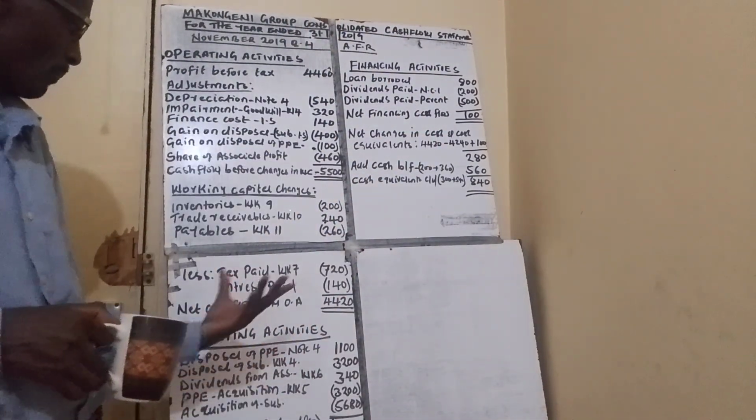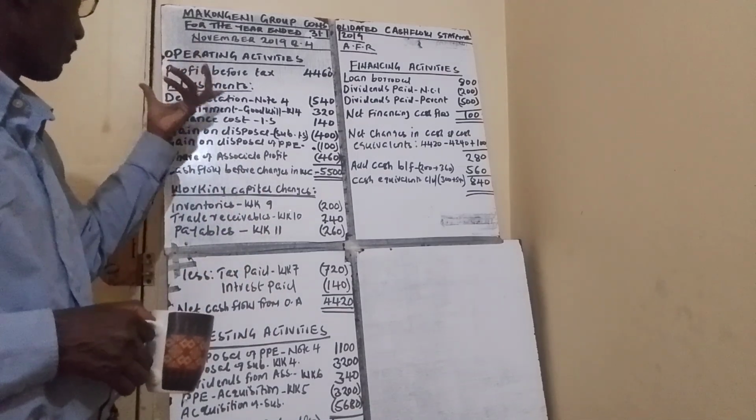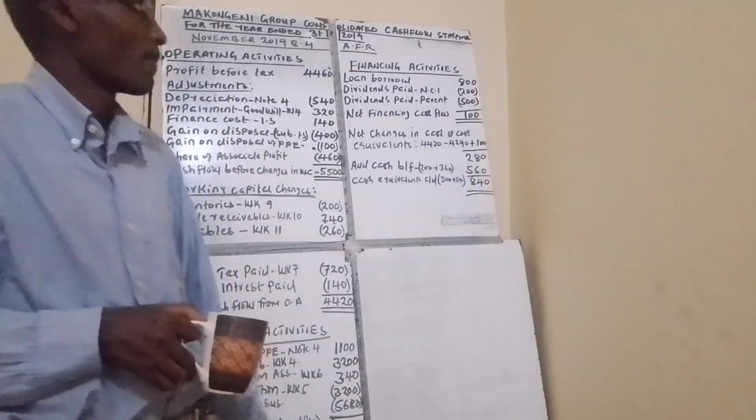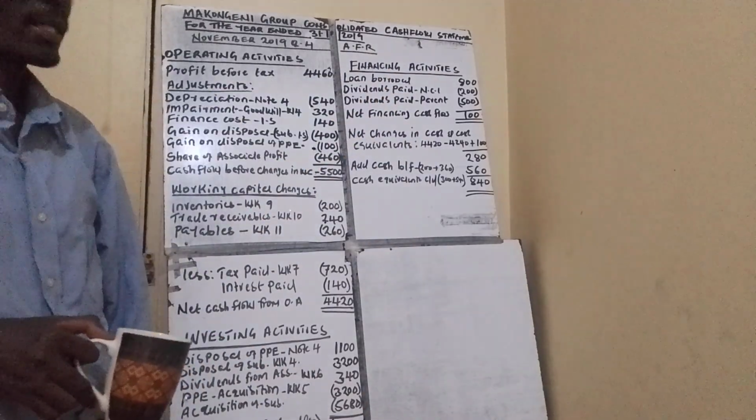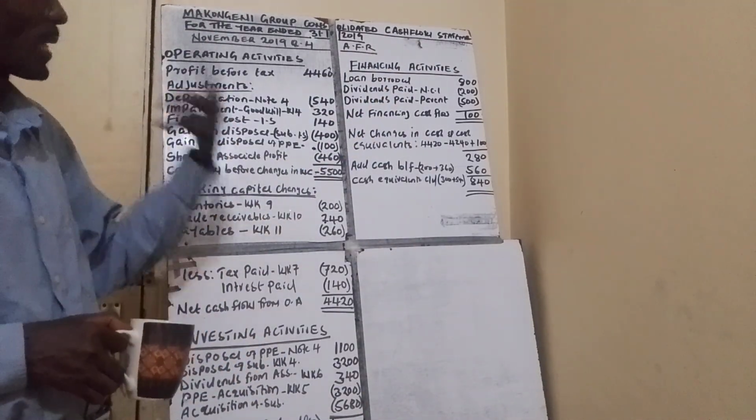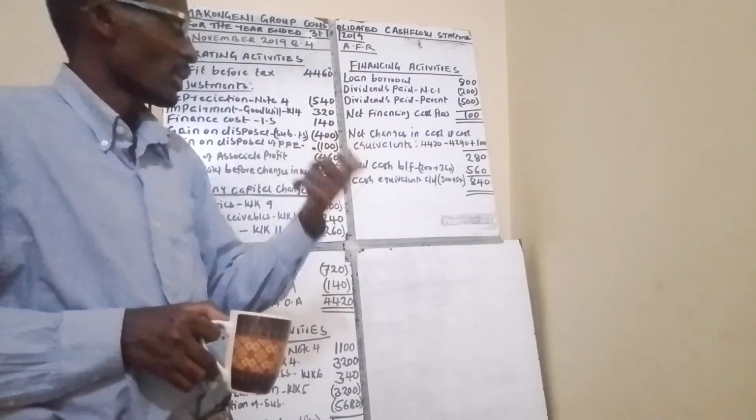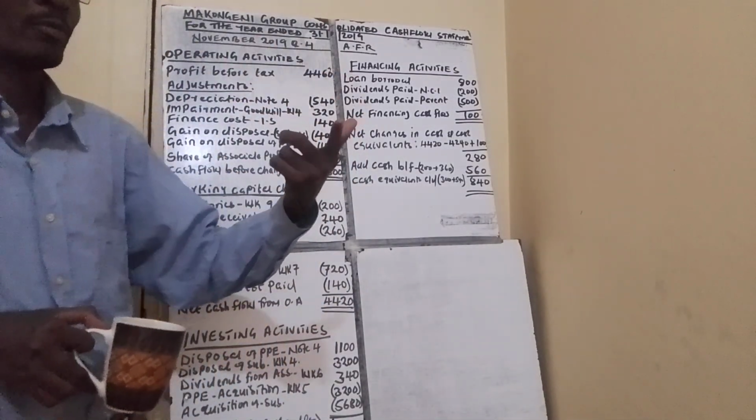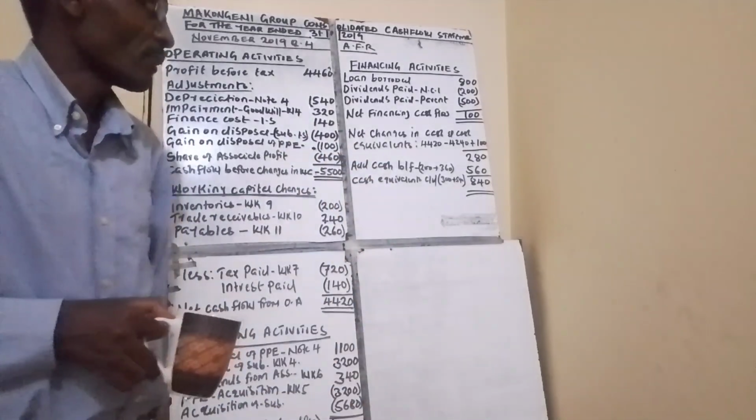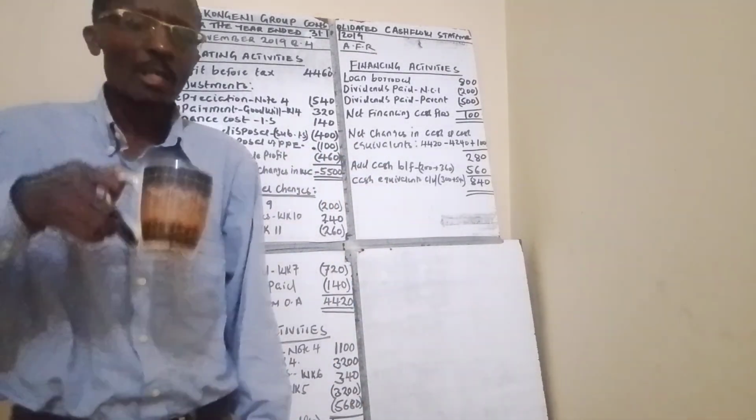If you sum up the operating activities figure plus the investing activities figure plus the financing activities figure, you get the net change in cash and cash equivalents. Then you add the cash and cash equivalents brought forward, which is given, and your answer should be cash and cash equivalents carried down.